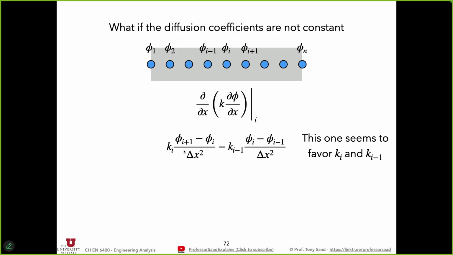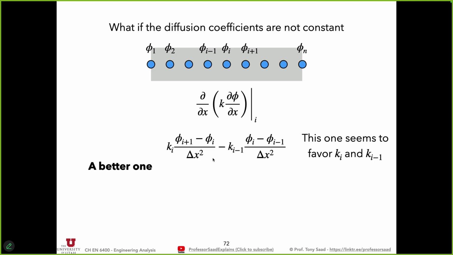But for the k, I'm only seeing ki and ki minus 1. I want to see ki plus 1. So this is biasing the solution towards the left-hand side of the information. So if k is a function that's changing in space, we're only using information from k towards the left, not averaging. I want ki plus 1 to be involved somehow.